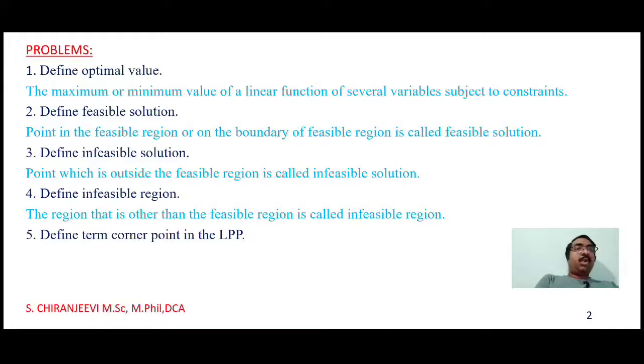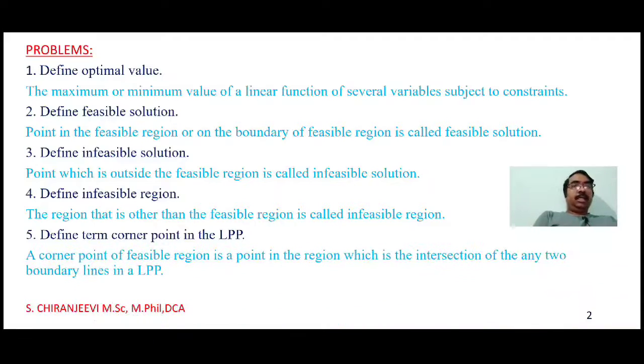Define the term corner point in the LPP. A corner point of the feasible region is a point in the region which is the intersection of any two boundary lines in an LPP. See here, the corner point is the point in the region which is the intersection of any two boundary lines in an LPP.